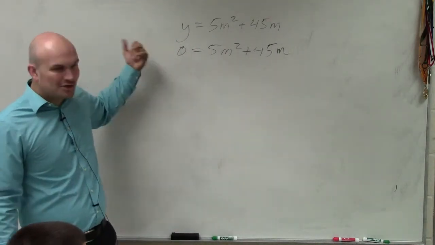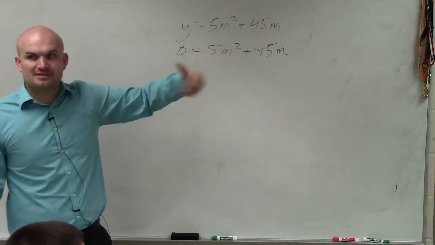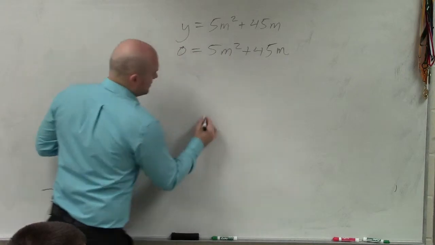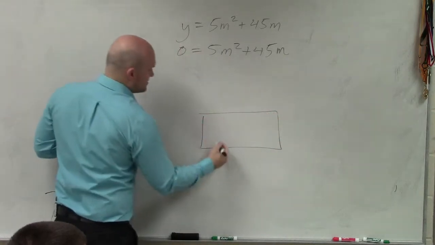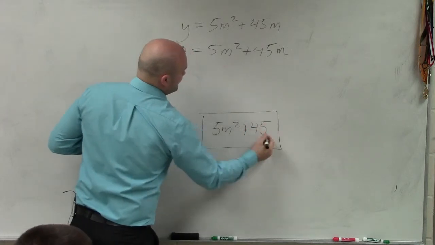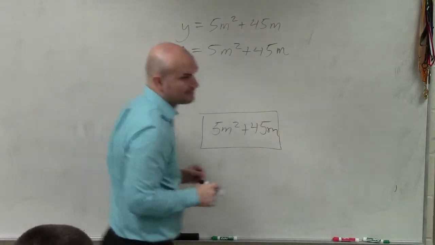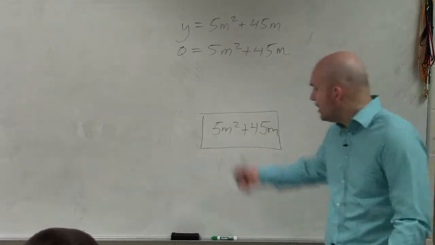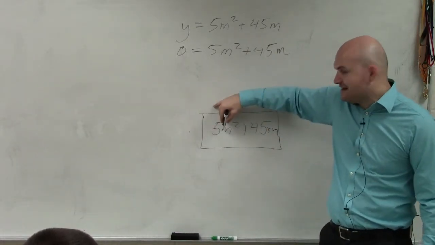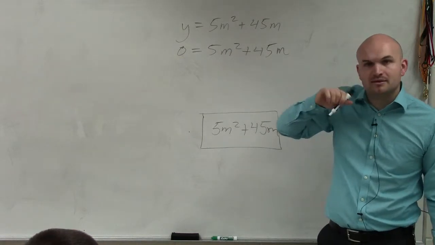So now let's take a look at how we are going to do this. Remember, to use the zero product property, we have to factor this. So I'll just do the slow method that we discussed: if you need to factor 5m squared plus 45m, what we're looking at is, what could I put over here that would multiply to give me 5m squared as well as 45m?